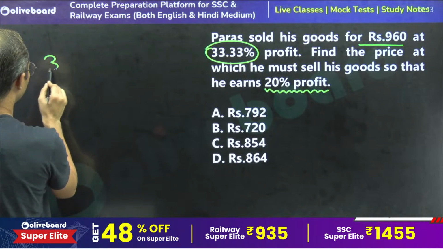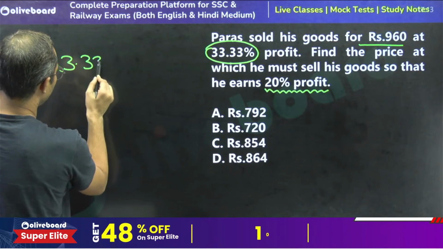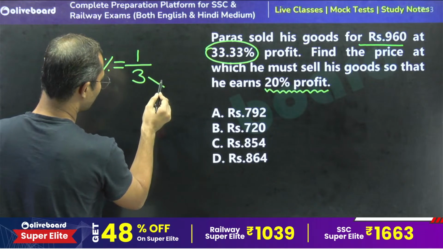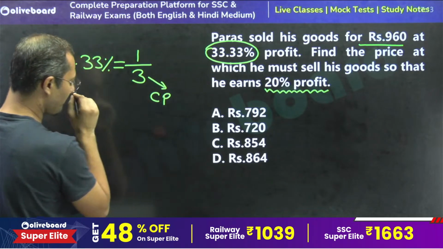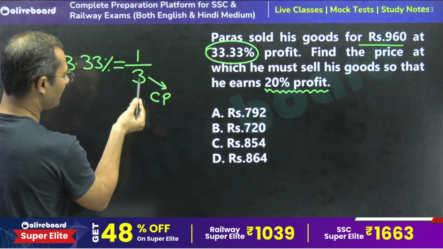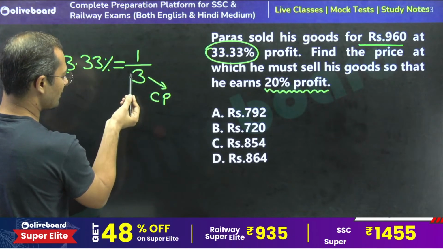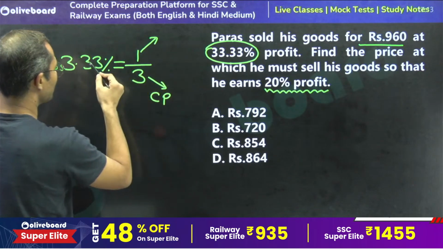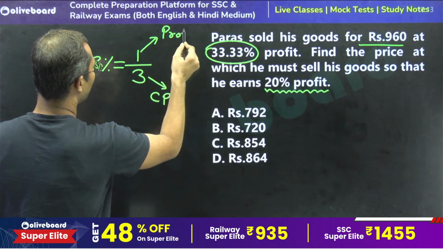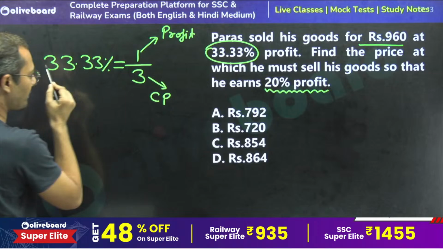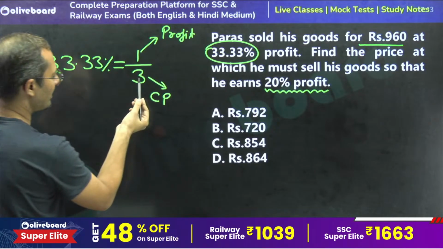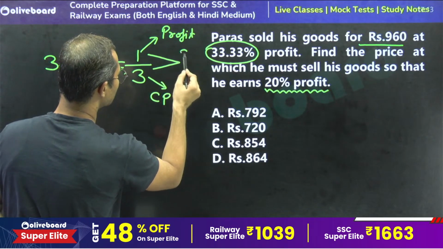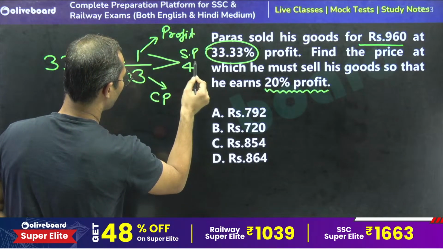We know that 33.33% is equal to 1 upon 3 in fraction. The base is always related to cost price, so the base of profit is cost price. So we can say that the denominator is going to represent the base, and the base here is cost price. So 3 unit is the cost price and numerator is going to represent the profit, because we are having a fraction from the profit percentage. So if 3 unit is the cost price, 1 is the profit. So we can say that 4 unit is the selling price.